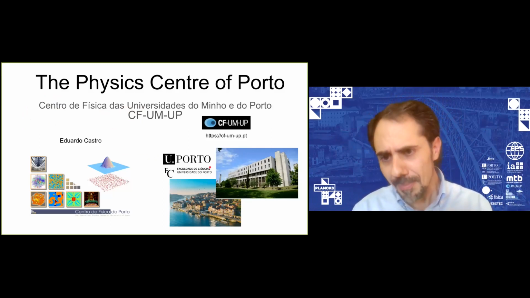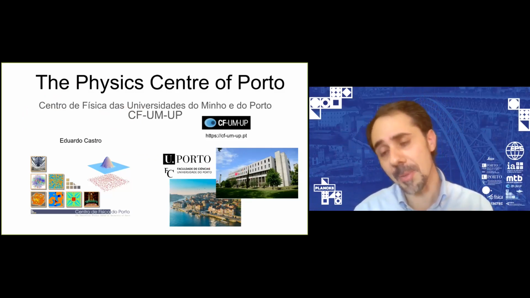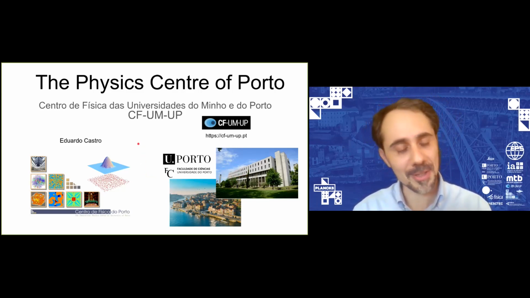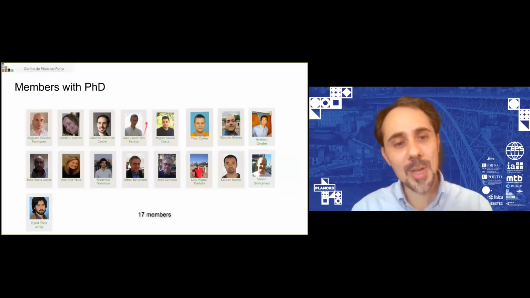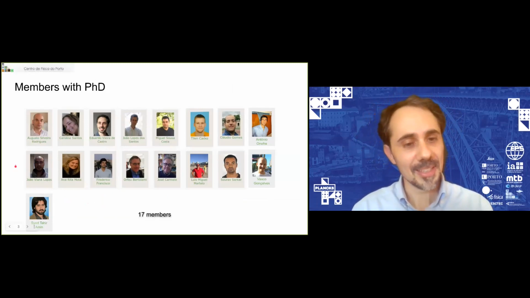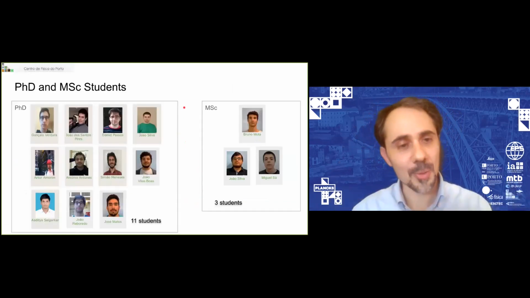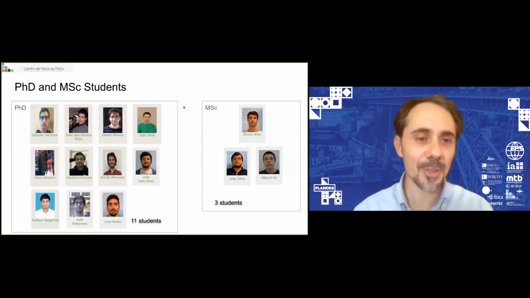So here you see the building where part of us live, and the city of Porto that you would probably be visiting if the circumstances were a little bit different. So we are a small unit, 17 members with PhD right now, and you have several students. Actually, the working force, of course, are the students, as you know.